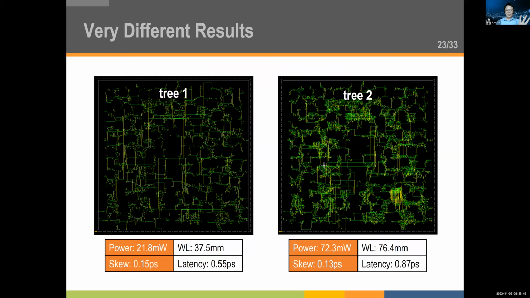Power and skew are quite different, just by visual inspection. Tree one is much better than tree two in terms of wire length and power, but surprisingly, skew is better in tree two. If you have done this kind of design for 10 years, you know exactly what these knobs do and how they interact with each other. But if you don't, how do you tune these parameters? So we ask a machine learning algorithm to do this tuning for us.